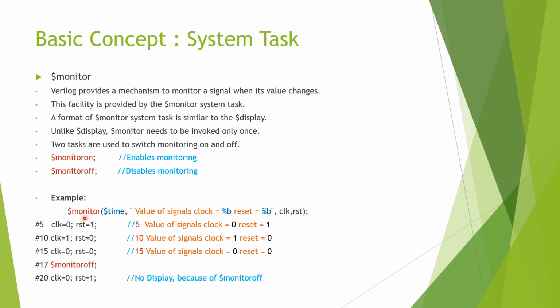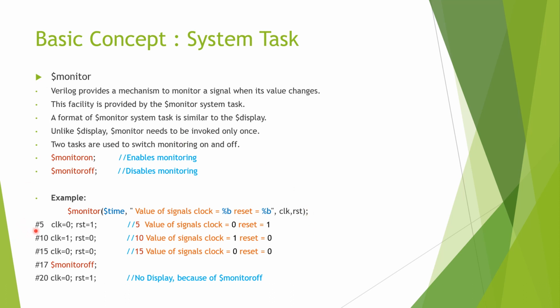Syntax is like $monitor in the small bracket $time, which prints the current simulation time. In double quotation, the string is value of signal clock is equal to %b, reset is equal to %b. Means the value will be printed in binary, then signal names, clock and reset. Now let's see how it will print when signal value changes.